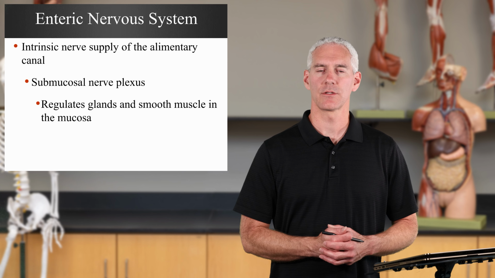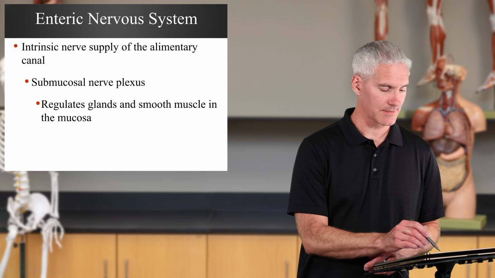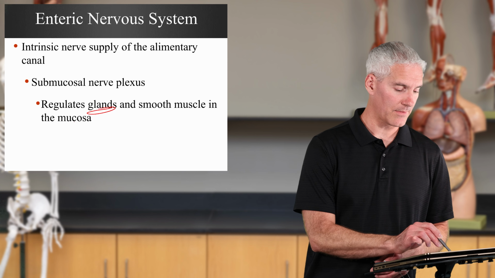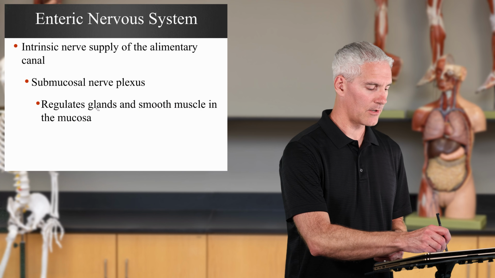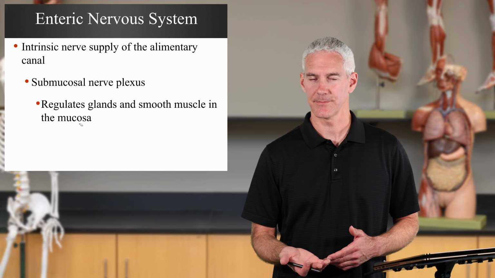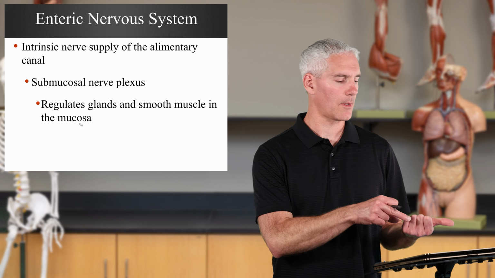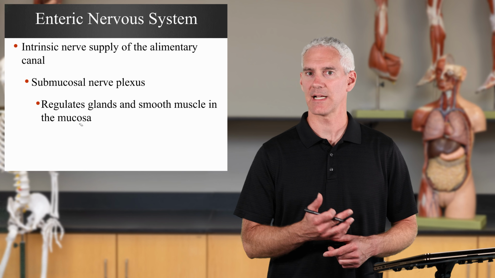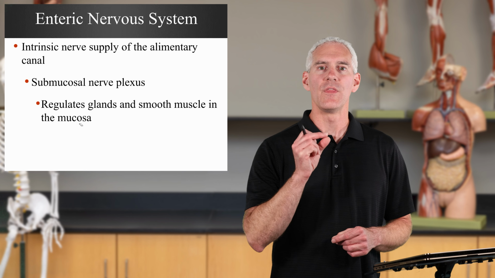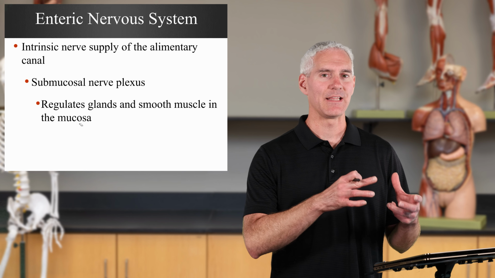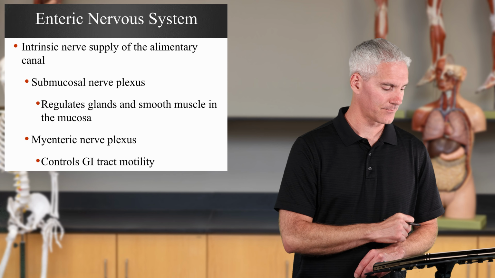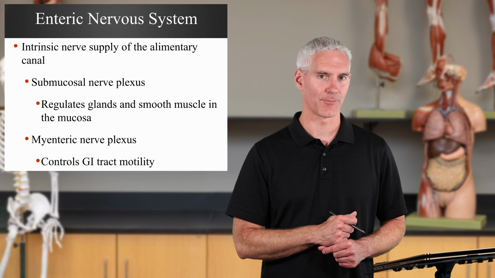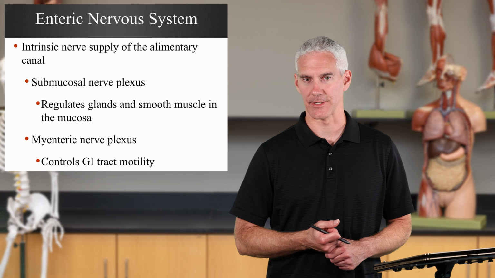Now the submucosal nerve plexus is controlling glands, but it's also dealing with the smooth muscle of mucosa. So remember, there is that muscularis mucosae. That's being controlled by this submucosal nerve plexus. The other muscle that's in the muscularis externa is not controlled by this. The myenteric nerve plexus controls that layering.